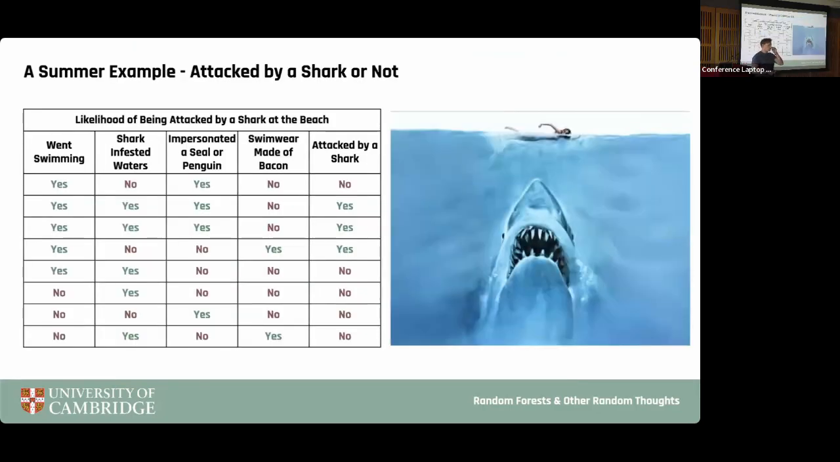So, my example is whether or not people are going to be eaten by a shark at the beach. And we have a bunch of input variables, and these are whether or not they went swimming, whether or not the waters were full of sharks, whether or not they decided to impersonate a seal or a penguin, and finally, whether or not they wore a swimsuit made out of bacon. And we've got just simple binary inputs and then a binary output. So, was that person eaten by a shark?